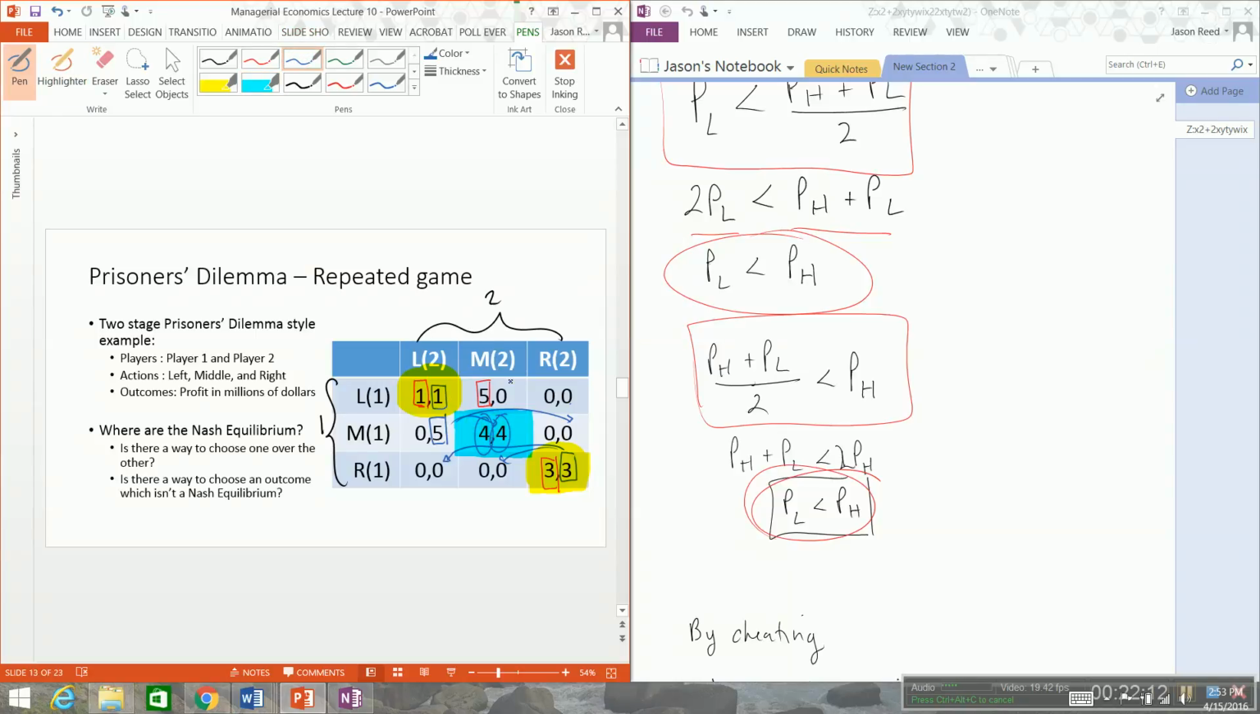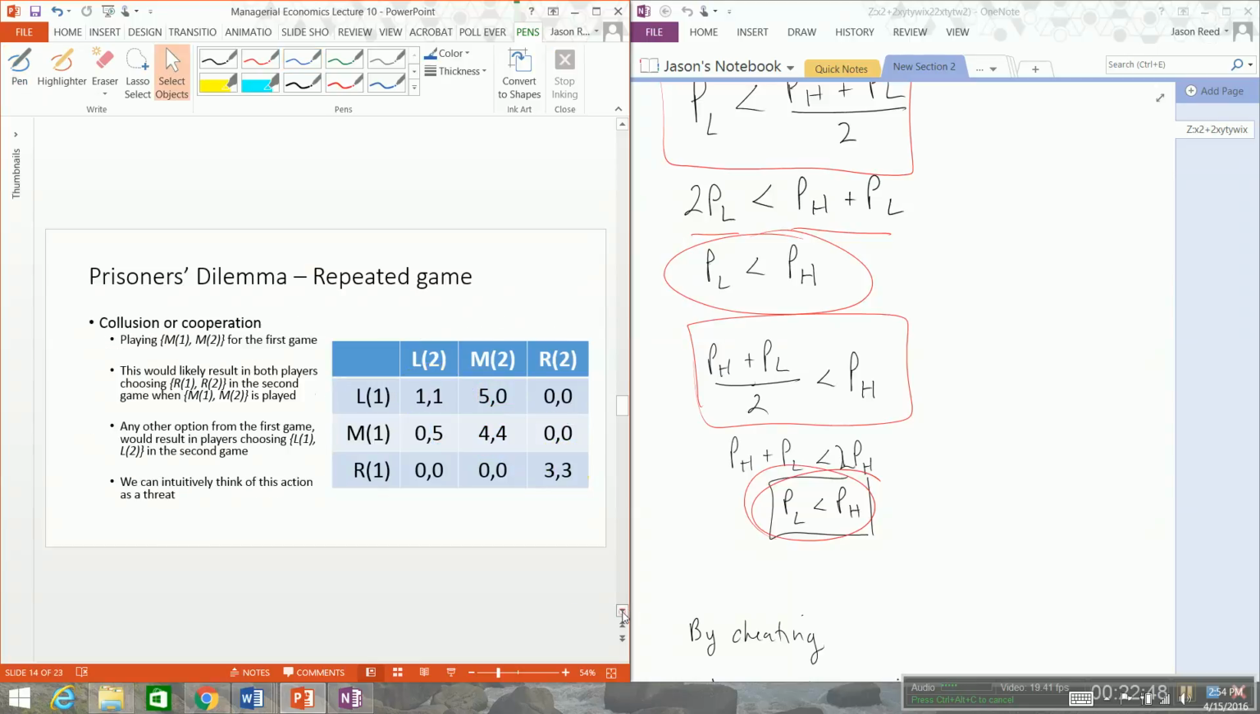If we tried to play middle, middle, then we could see that if player 2 plays middle, player 1 wants to deviate and choose left because that 5 is greater than the 4. And if player 2 believes that player 1 is choosing middle, we believe that they're going to deviate and choose left again. So if both players deviate, they're going to choose left, left, and they're going to end up back at this Nash equilibrium. So is there a way that we can choose this middle option without this being a Nash equilibrium? There is, if we decide to play repeatedly.